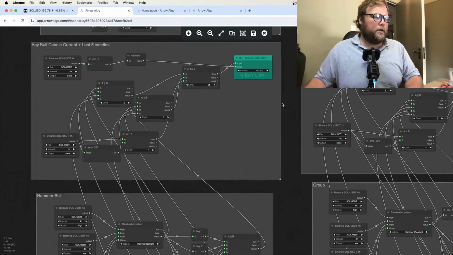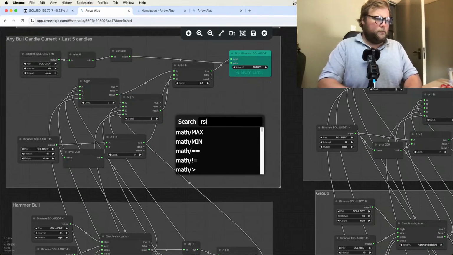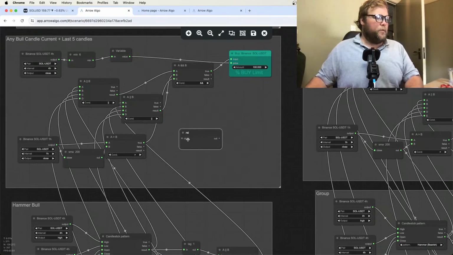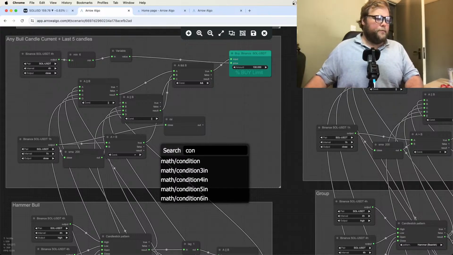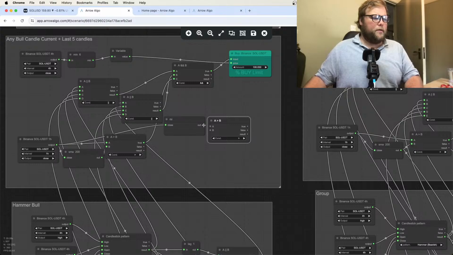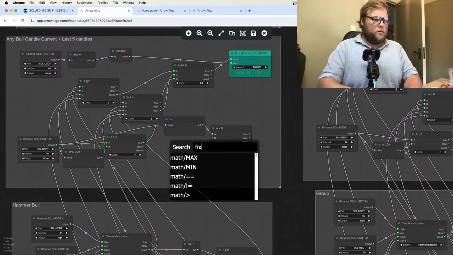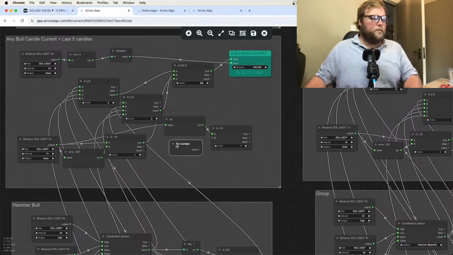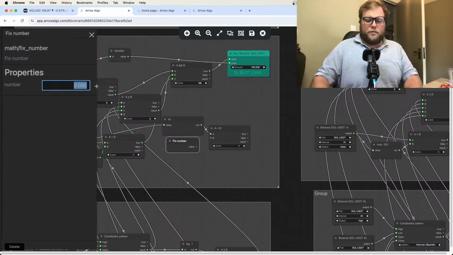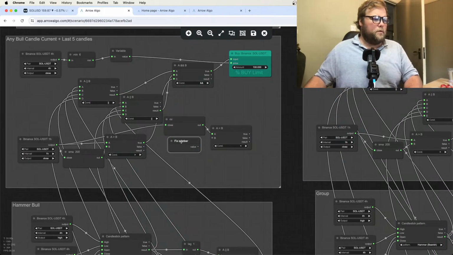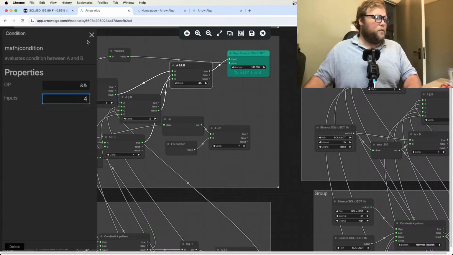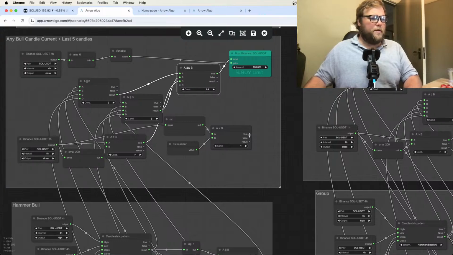So again, we're looking at these buy conditions. And this time we want to make a rule for the 1 hour RSI, and create a condition to check that this is less than. We're going to use a fixed number block. We'll set this fixed number to 65. So we've now got 4 rules, 4 conditions to be met for our buy block.